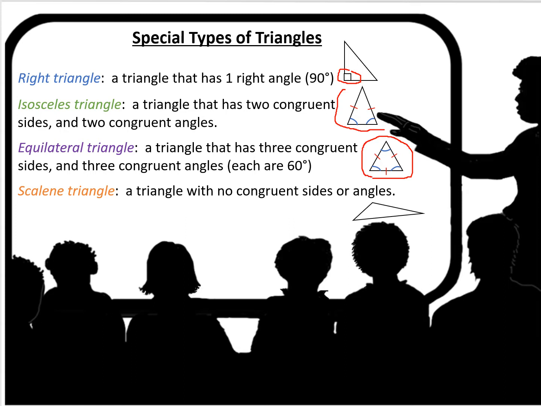Equilateral, so it's equal laterally. Equal sides all around, equal angles all around. A scalene triangle is a triangle with no congruent sides or angles. So none of these angles are equal to each other. They're all different. And each one of these sides is a different length. That's a scalene triangle.